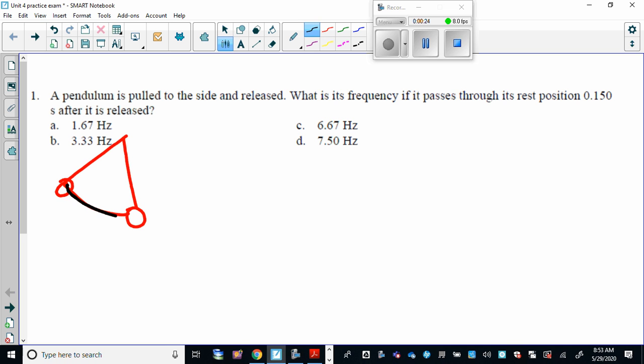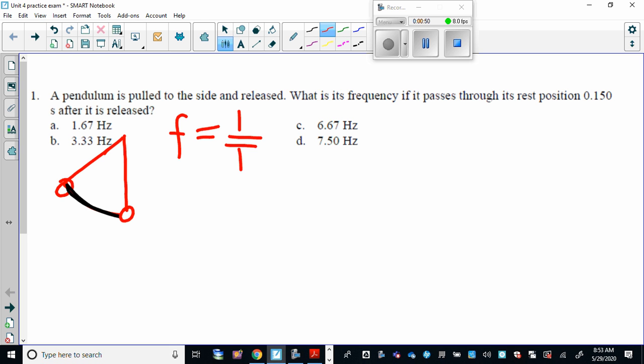So it's going to go back and forth. Oops, that was not a very straight line. Let's try that again. That's better. And it says, what is its frequency? So to find the frequency, we need the period because of this formula here.